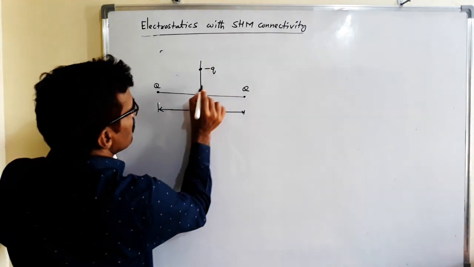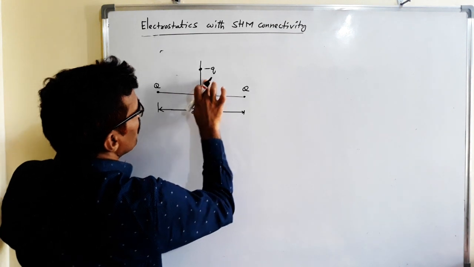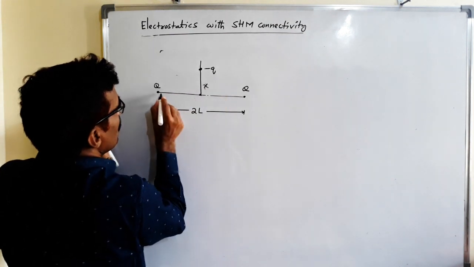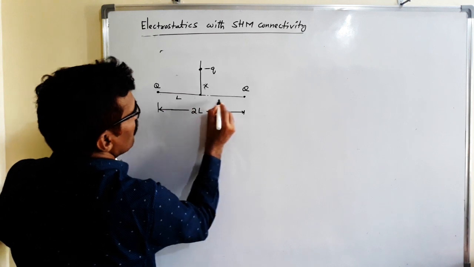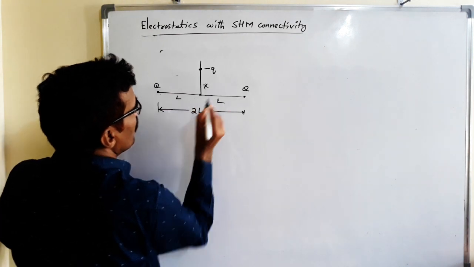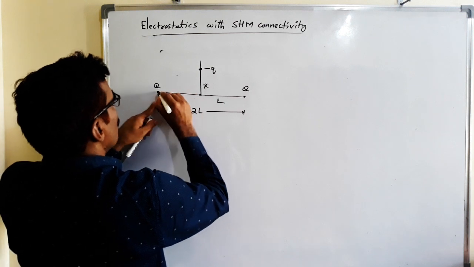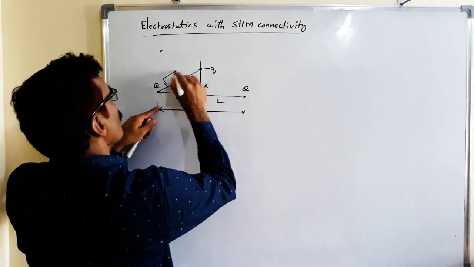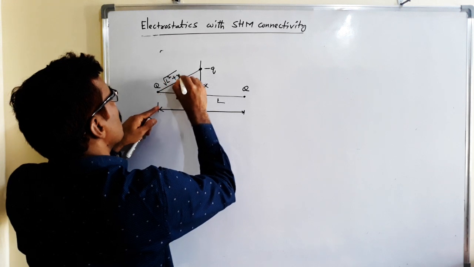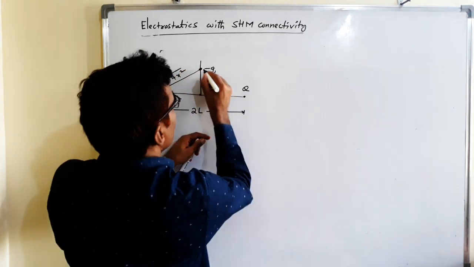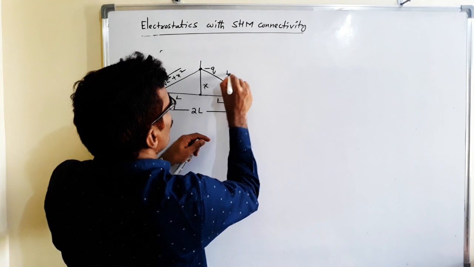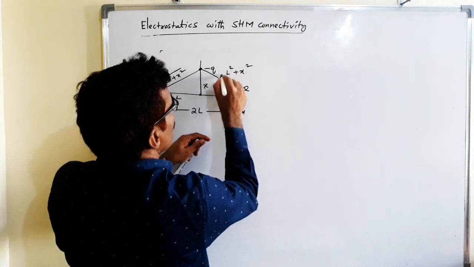So here what is the distance? This is the x. Here to here is L. This is also L. What is the distance of minus Q from capital Q? It is root over L square plus x square. Similarly, this is also the same, root over L square plus x square.